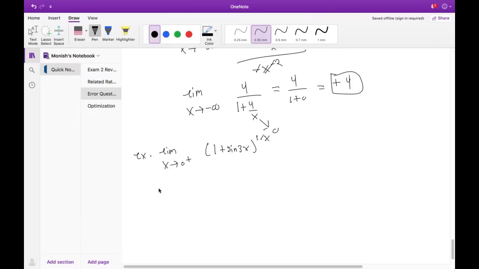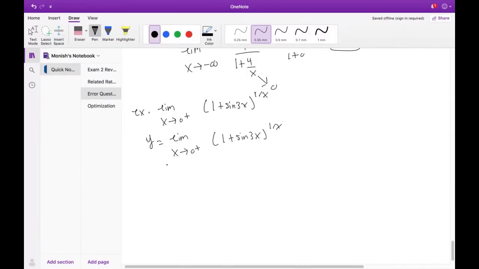The first thing, you're going to have to combine it with logarithmic differentiation. No, sorry, not logarithmic differentiation. You're going to have to apply that same concept. So we first have to make this into y equals the limit as x approaches 0 from the right. That is the first thing you have to do, and then we have to ln both sides.